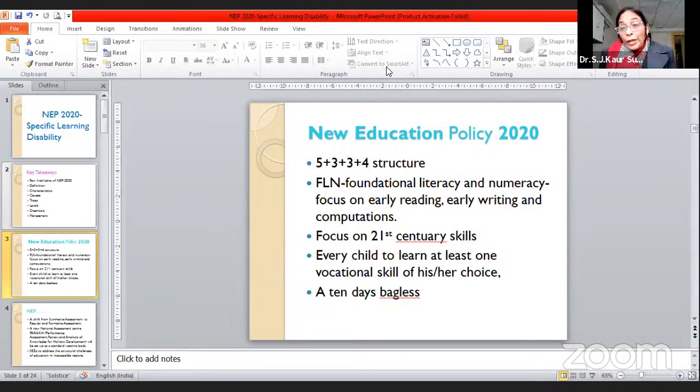There will be 10 bagless days. Students don't need to take bags. There will be other activities or internships in different vocational skills. It will become more clear when the National Curriculum Framework, which is under construction, is ready. NCERT is working on that, so we will come to know.